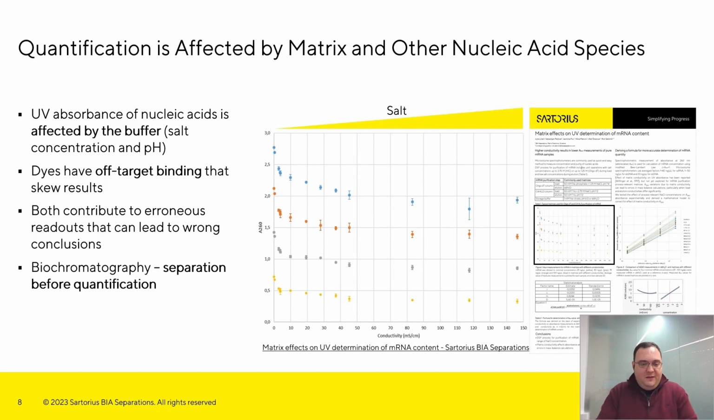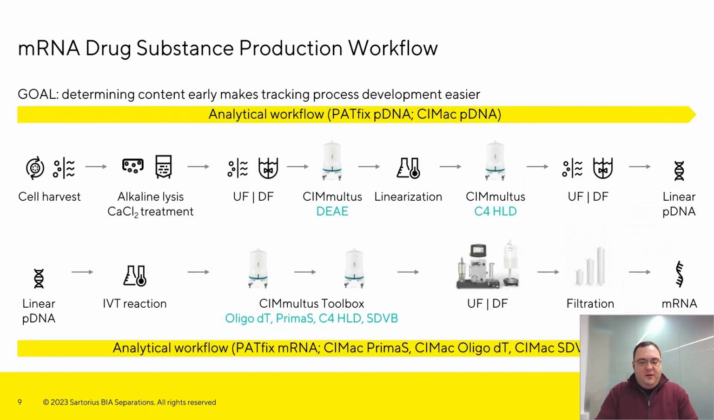That's why we strongly advocate for biochromatography, which focuses on separation of your species before you quantify them. And this becomes especially important when you're trying to optimize your entire process, going from cell harvest, for instance, to linear pDNA. The earlier you can determine how much pDNA you have, the easier it will be to measure how much recovery you have with each process unit, as well as how much impurities you were able to remove, such as RNA and proteins. Similar, of course, applies with mRNA. But with mRNA, usually it's a little bit easier to measure because it's not as dirty as pDNA coming out of E. coli.